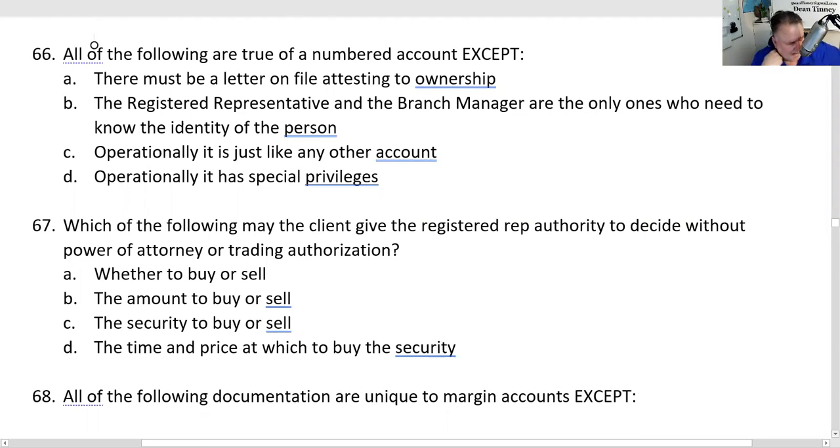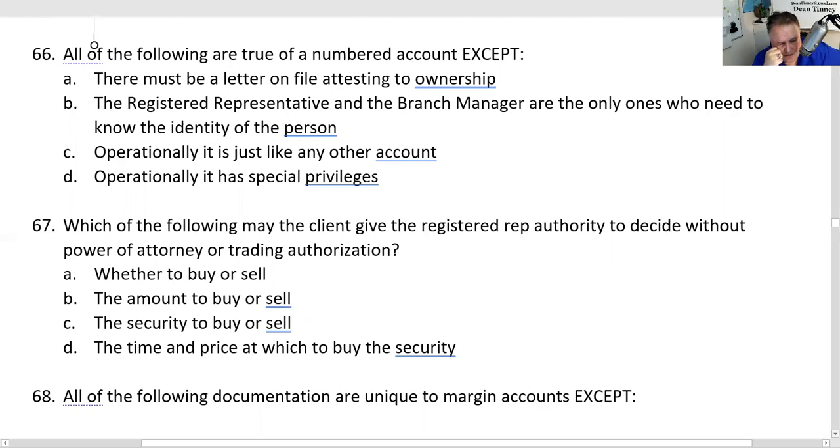I had a young lady who asked me about numbered accounts. I said that used to show up quite a bit, but I haven't had anybody tell me they've seen it in a long time. Then she called me after the exam and said she saw it again. So that happens. Some of these questions are in the Q bank and they drift in and out. But a numbered account operationally is the same as any other account, but we've got to know who's on there.